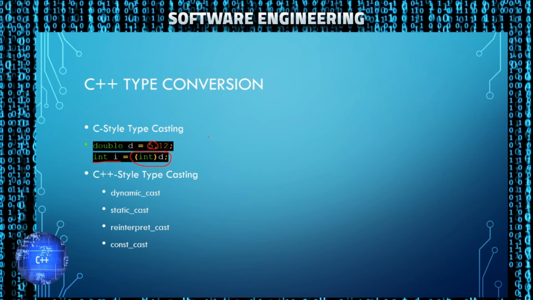A static cast is what you would use most of the time. It performs an explicit type conversion, very similar to the C-style casting we just saw up there. There are compile time checks to ensure that the types are compatible, but there's no runtime check.